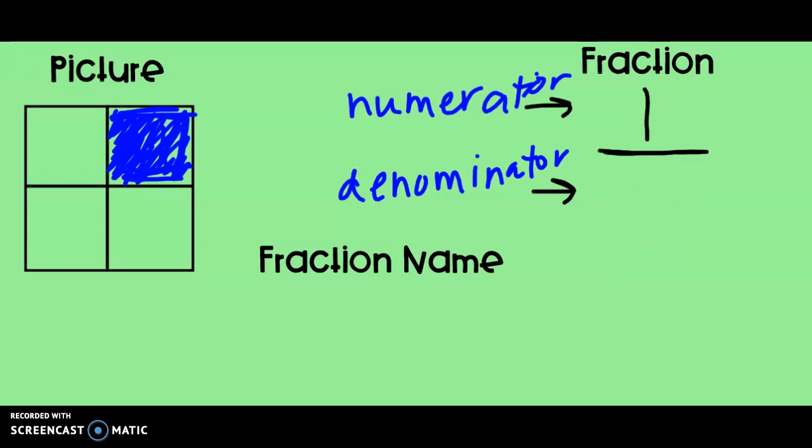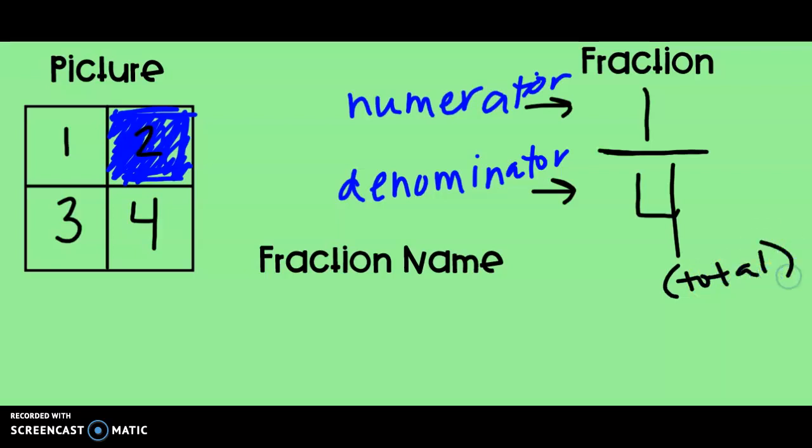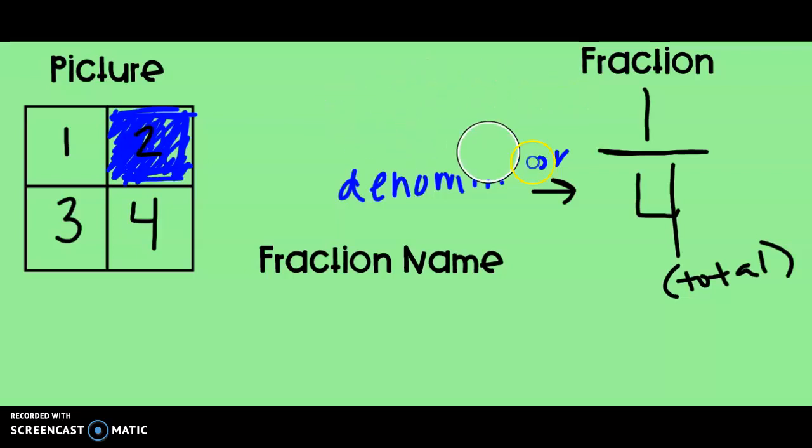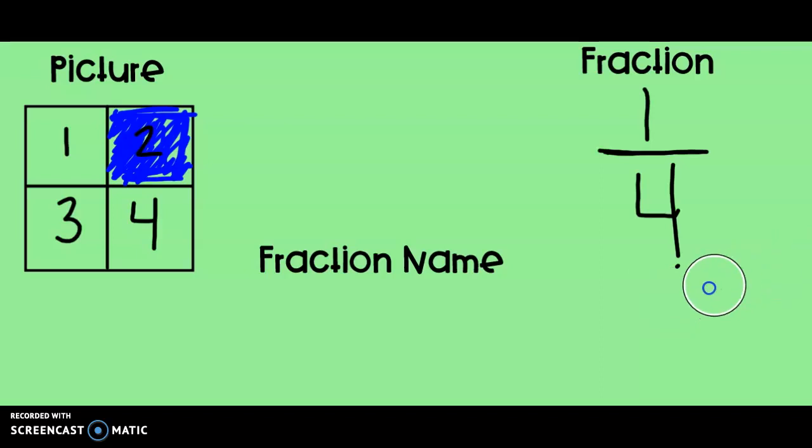And do I have my square cut into thirds in this problem? No, I don't. The bottom number is actually the total number of pieces. So there's not just 3 pieces in our picture. There's 1, 2, 3, 4. There's 4 pieces. Even though I only colored in 1, the bottom number is for the total number of pieces. There's 4 pieces in our drawing. Now, when I read this fraction, I read it like this: 1/4. Can you say that with me? 1/4.